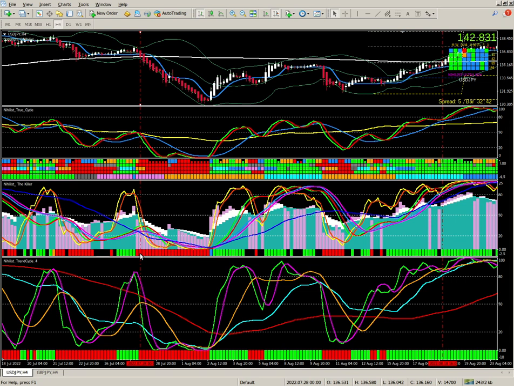But not lime. Nihilist True Cycle 2, NTC2: yellow line below the red line, and going down. Lime line below the red line, and going down. Blue line below the magenta line, and going down.